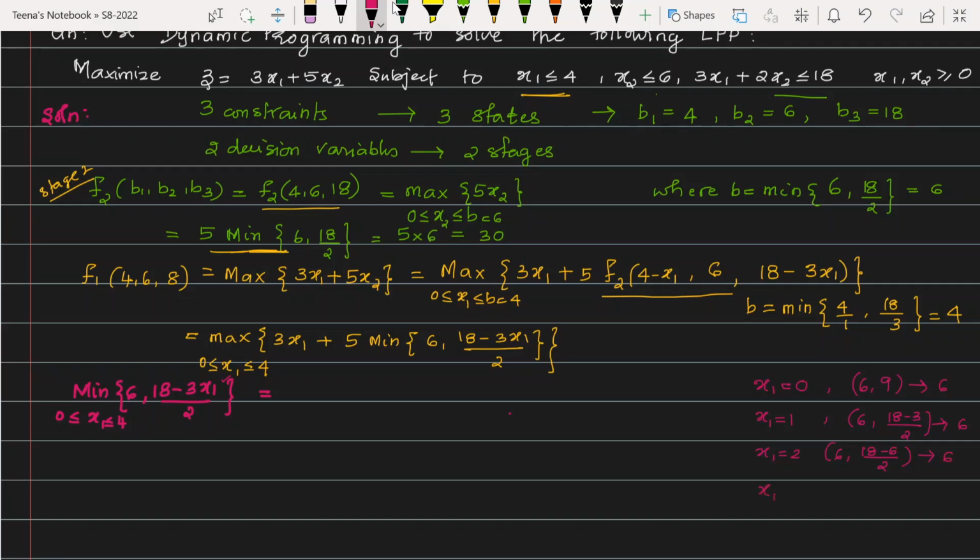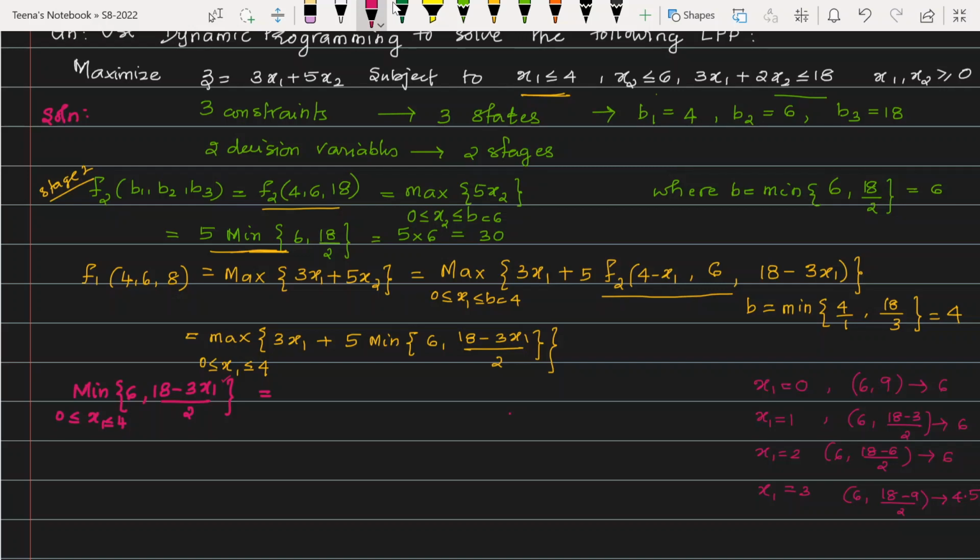Now for x1 equal to 3, we have 6 and (18 minus 9) by 2. (18 minus 9) by 2 is 9 by 2, and hence the minimum value is 4.5. And so this minimum value comes from the second part when x1 equal to 3. Okay, so for x1 equal to 4 also, definitely the minimum value will come from the second part.